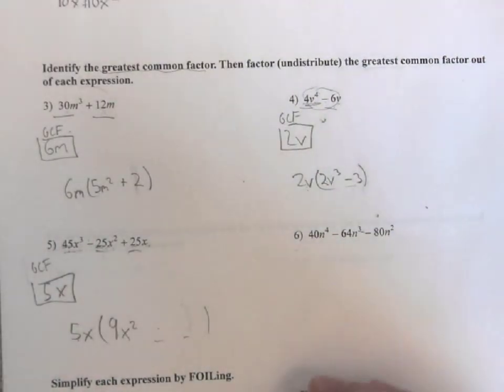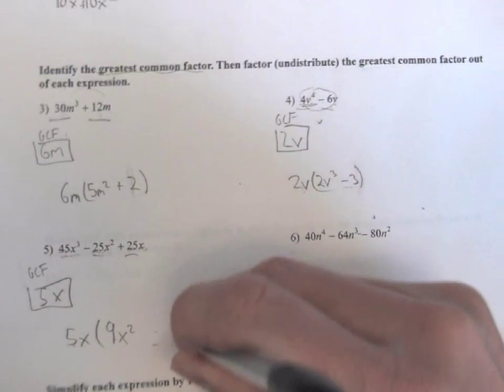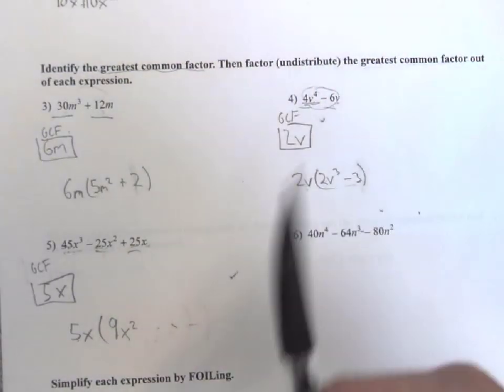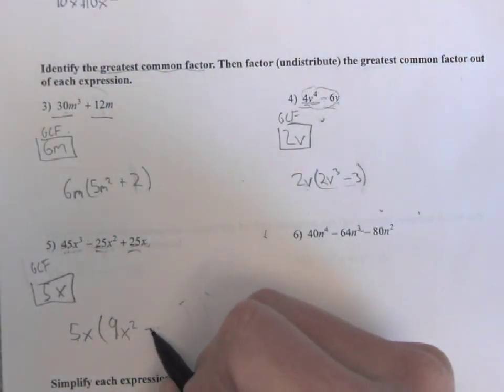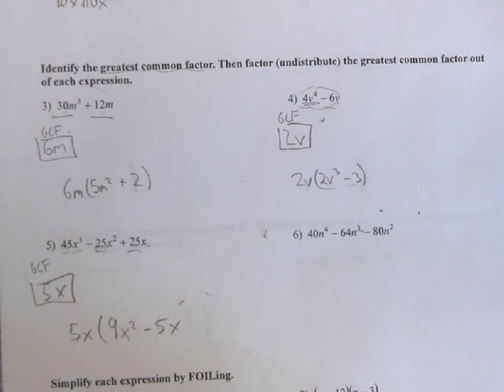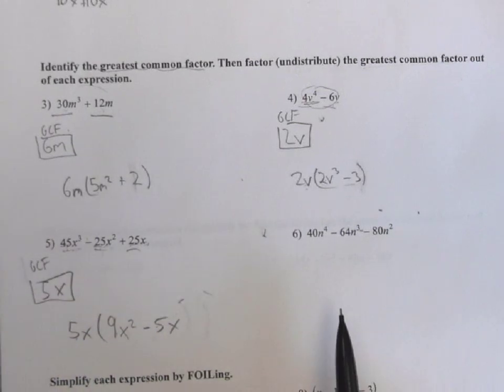another x because I need to get x squared. So my next term inside the parentheses will be a negative 5x. Right, just to double check, 5 times negative 5 is the negative 25, and then x times x is x squared. Okay, so everything's good.